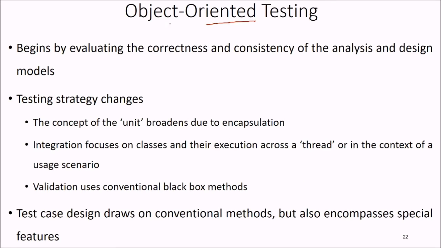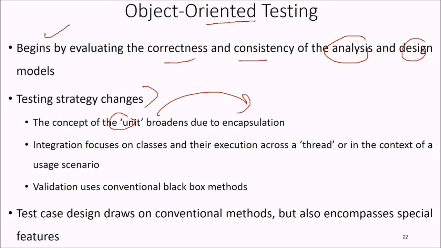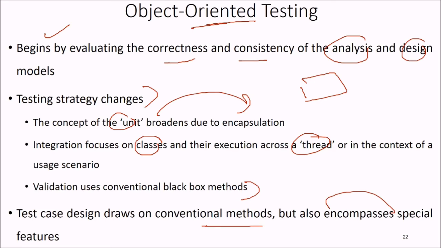Then we come to object-oriented testing. It begins by evaluating the correctness and consistency of, first of all, the analysis and design models that you have made in that phase. So the testing strategy somewhat changes. Now the concept of unit broadens due to encapsulation. You cannot have just a module as an encapsulation. The integration will now focus on classes and their execution across a thread or in the context of a usage scenario: how these classes are executing, in what terms. And the validation uses the conventional black box methods. In object-oriented testing, the test case design draws on conventional methods but will encompass certain special features.